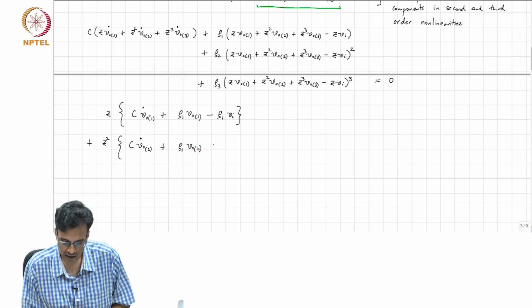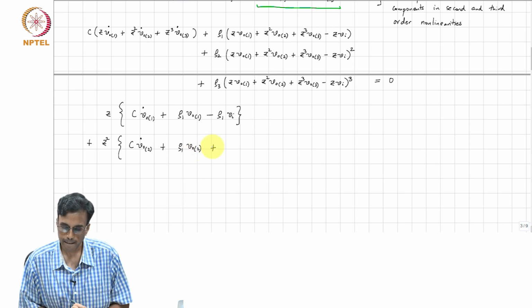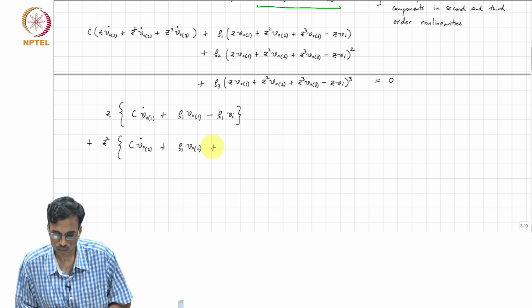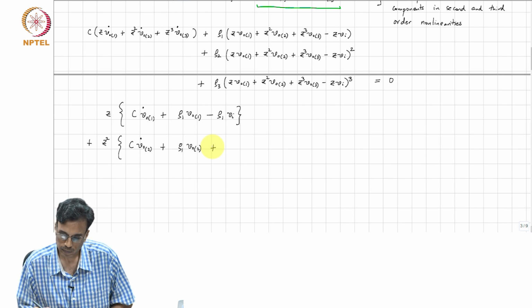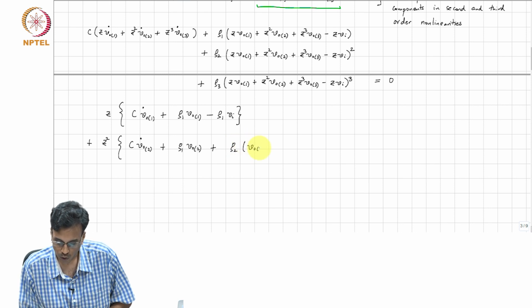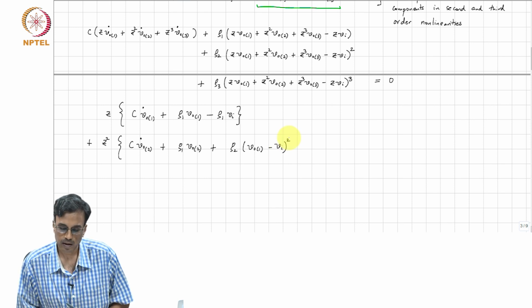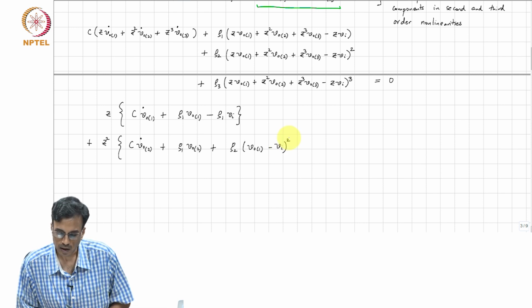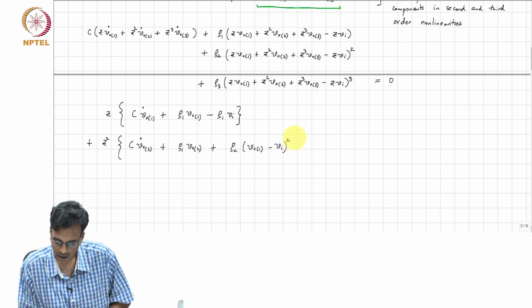Okay. Then we come to the G2 terms. What do we see there? G2 times V01 minus Vi, the whole square. Right. Okay. And the other terms will all have degree higher than 2. Do you understand? Right. Okay.